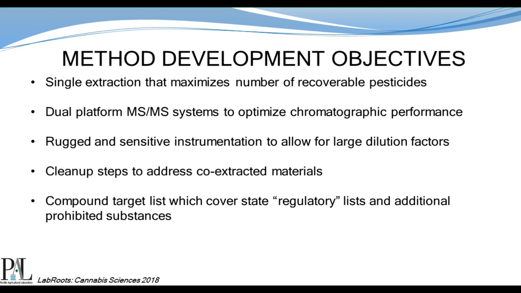Okay, so here's how we went about developing the method that we're going to apply to cannabis and hemp. We want to use a single extraction that maximizes the number of recoverable pesticides. We want to use a dual platform MS/MS system that's going to optimize chromatographic performance for the compounds we're looking for. The instrumentation needs to be rugged and sensitive to allow for large dilution factors, and we'll explain why that's important shortly. We're going to use cleanup steps, again, to try to get rid of some more of these co-extracted materials, and then we're going to develop a compound list which covers a state regulatory list and then additional prohibited substances.